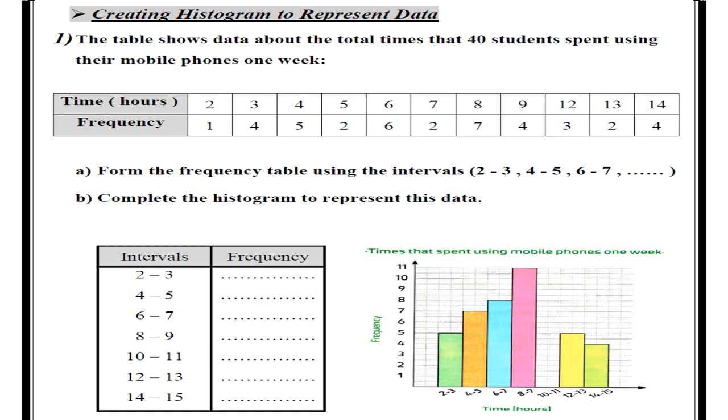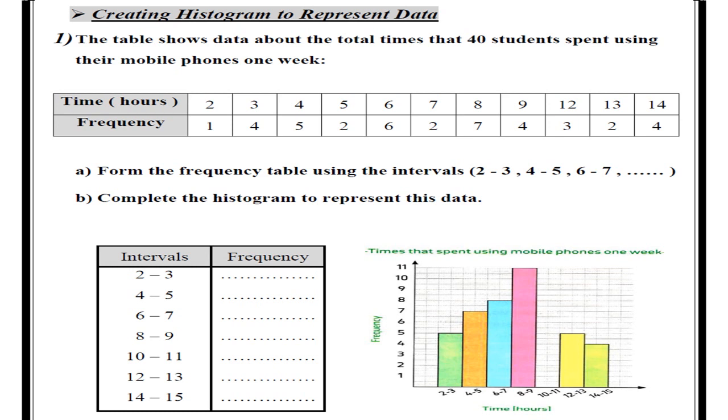A. Form the frequency table using the intervals from 2 to 3, 4 to 5, 6 to 7, and so on. B. Complete the histogram to represent these data. And now we will complete this table by using the intervals.